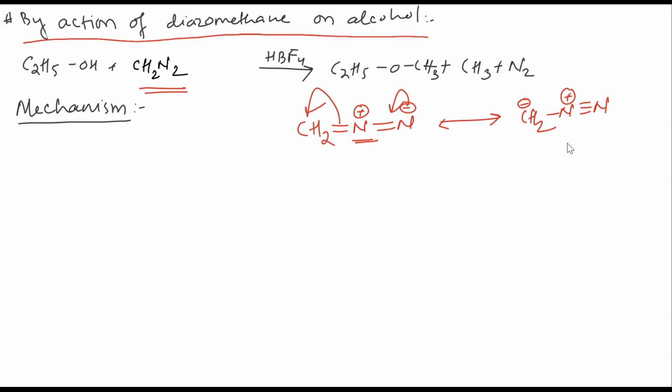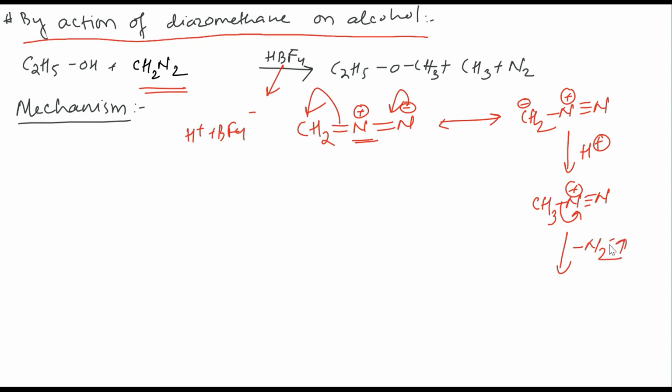Now this will protonate through HBF4. This HBF4 will break to H plus and BF4 minus. This will combine with H plus and there will be formation of CH3-N≡N plus. Now this N≡N is nitrogen, N2 gas. This is a good leaving group. There will be transfer of electrons and there will be loss of N2 as gas. This will be removed and there will be formation of carbocation CH3 plus.